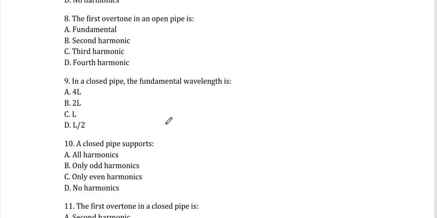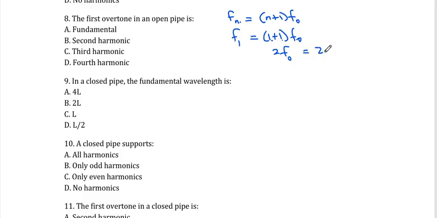Now the first overtone in an open pipe is. Remember, the formula for the overtone of an open pipe is n plus 1 times the fundamental frequency. So the first overtone is F1, that means n is 1. I'm going to put 1 plus 1 times F naught. So 1 plus 1 is 2, 2 times F naught. So that's it. 2 F naught means the second harmonic.